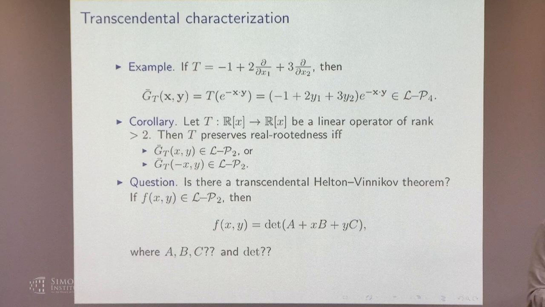But what would the Helton-Vinnikov theorem look like in this transcendental version? What would A, B, and C be, and what would the determinant be? Would it be Fredholm determinants, or what would it be? This is a natural question that someone should try to solve.